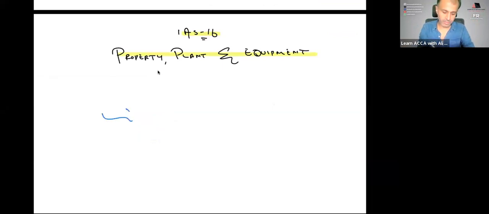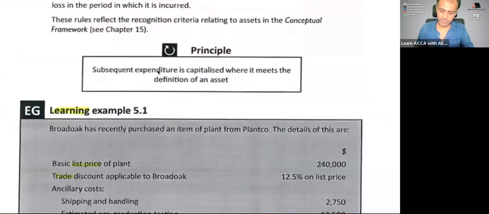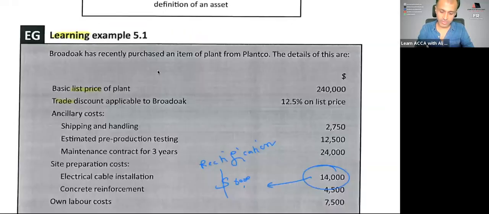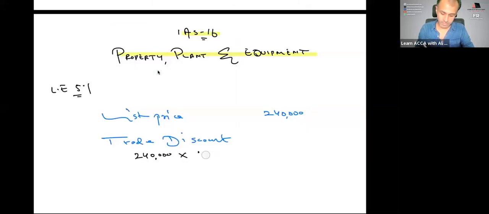Starting off with the list price. So this is learning example 5.1. Starting off with the list price, which in this case is 240,000. I will reduce it by the effect of the discount, which is trade discount. It's 240,000 multiplied by the percentage, which is given as 12.5%. Takes the whole thing down by 30,000.